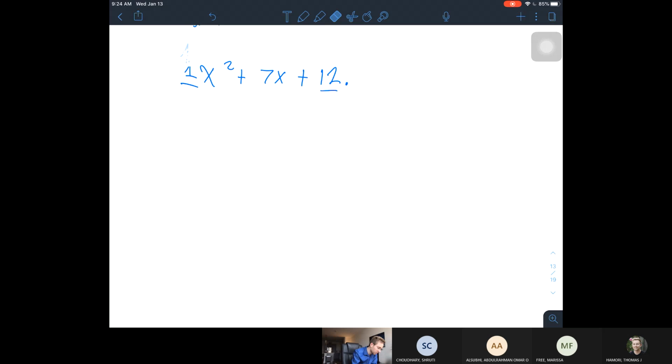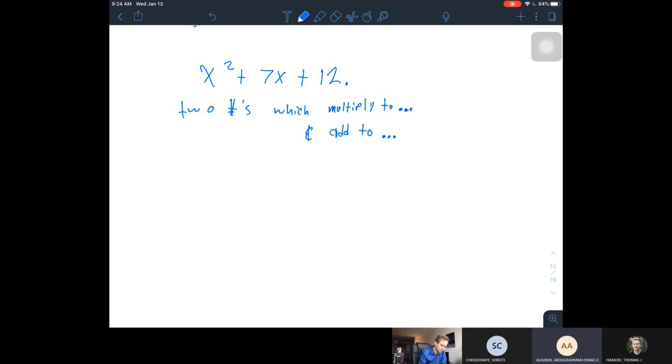So what do we want to do? We just want to find two numbers which multiply to and add to... Let me ask you, what should they multiply to and add to? Multiply to 7 and add to.